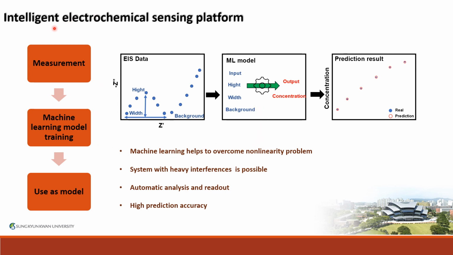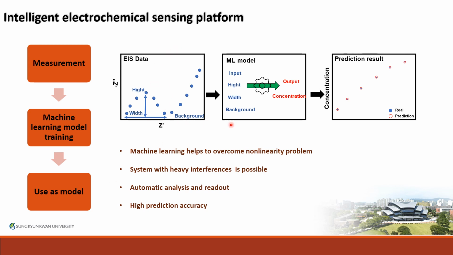This is the machine learning approach. Compared to the 6 steps of the conventional approach, the machine learning approach has only 3 steps. First, measure the signal, do the machine learning model training, and then we get a model.